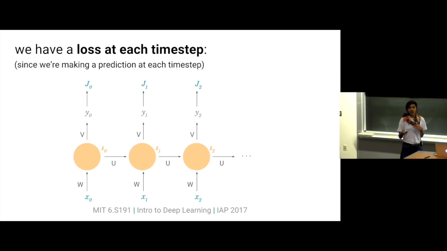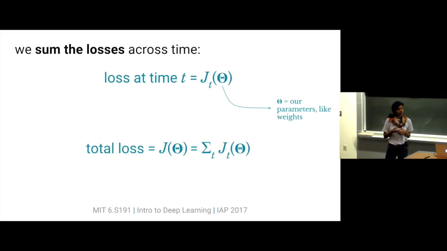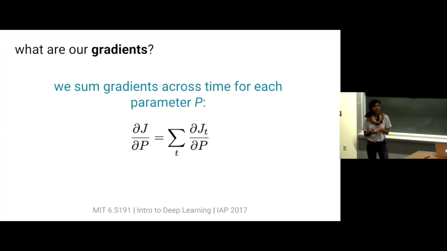Oftentimes, we're doing something at each time step and making a prediction at each time step. Because of that, we have a loss based on whether we calculated y0 correctly, whether we calculated y1 correctly, and so on. We'll call those losses J sub 0, J sub 1, and so on. It's pretty simple how we deal with this. Since we have a loss at each time step, to get the total loss, we just sum the losses at each time step. And since our loss is just the sum of the losses at each time step, our gradient is just the sum of the gradients at each time step.